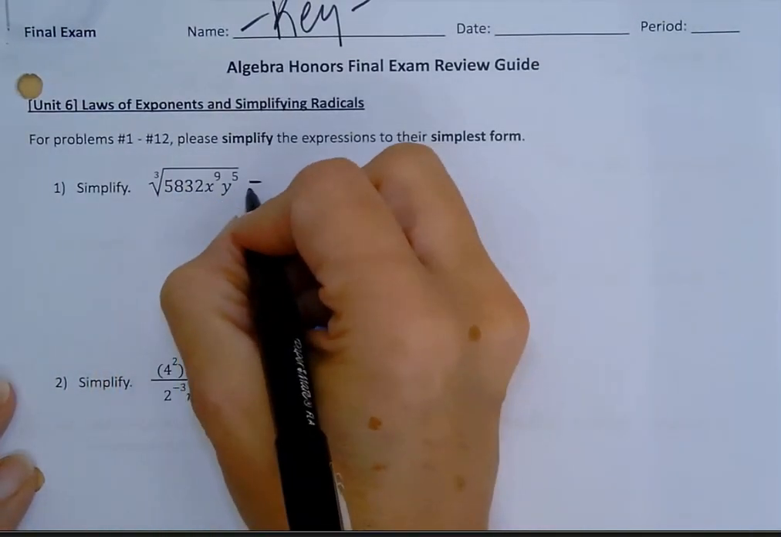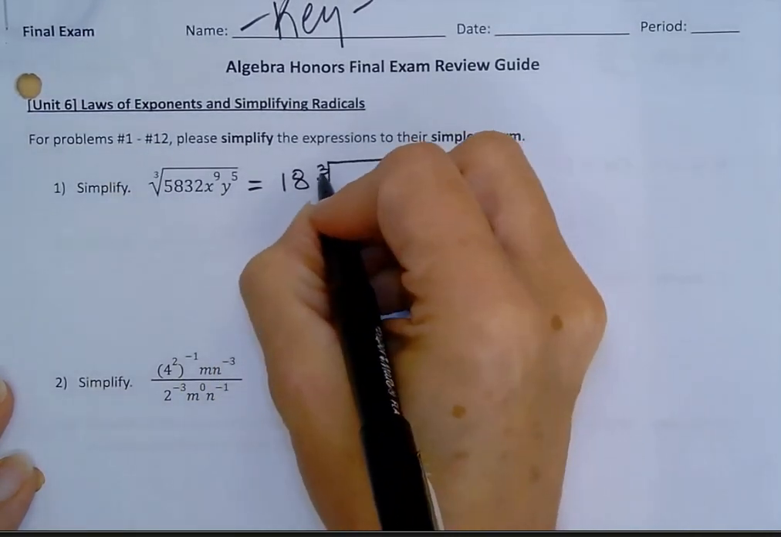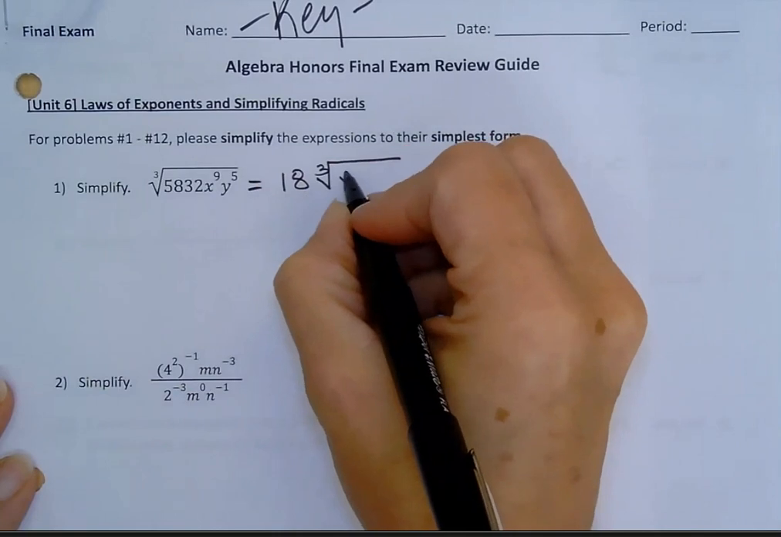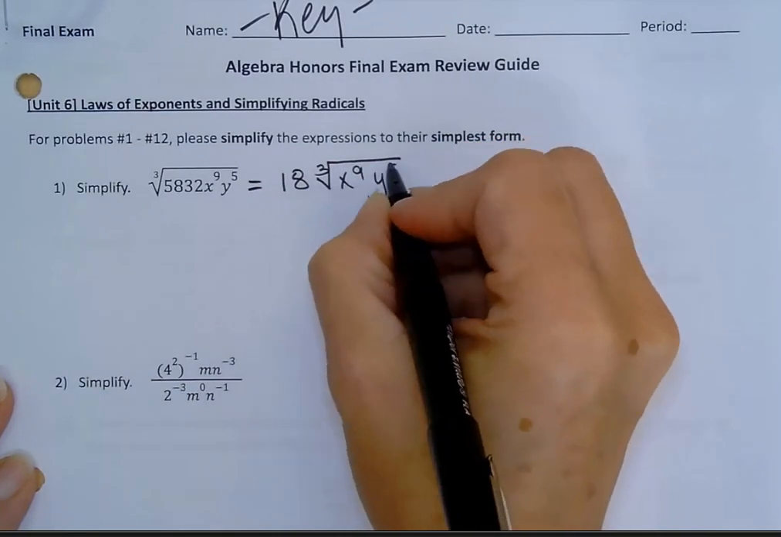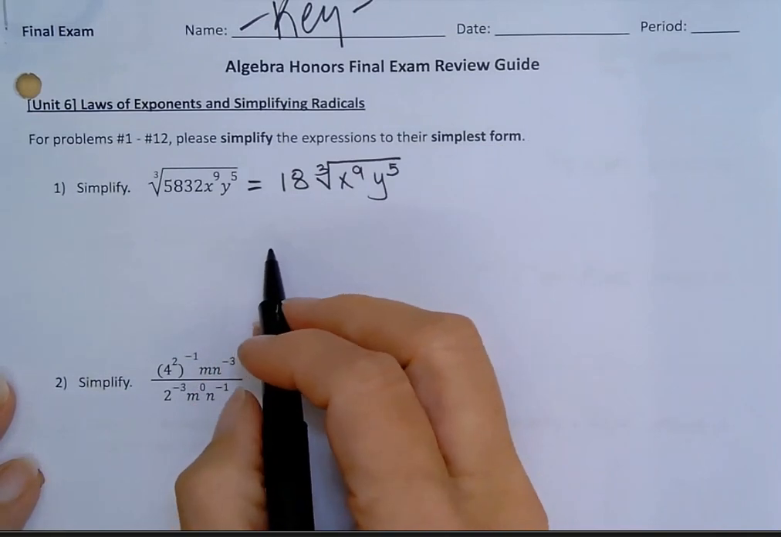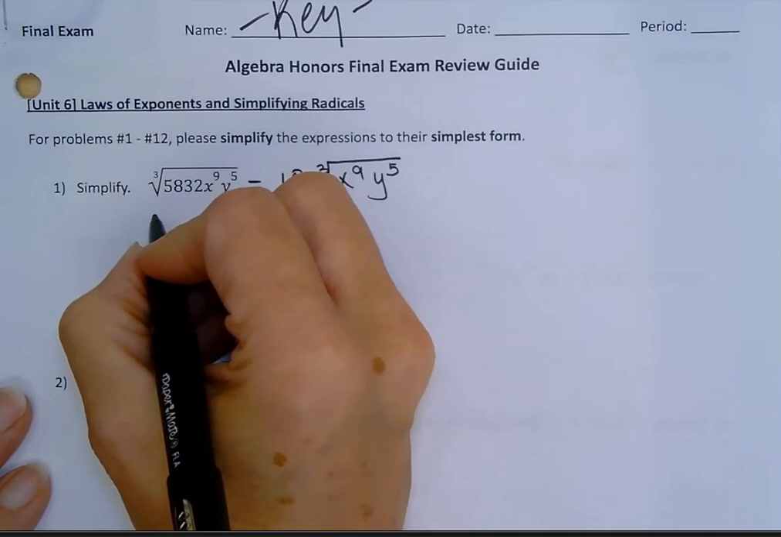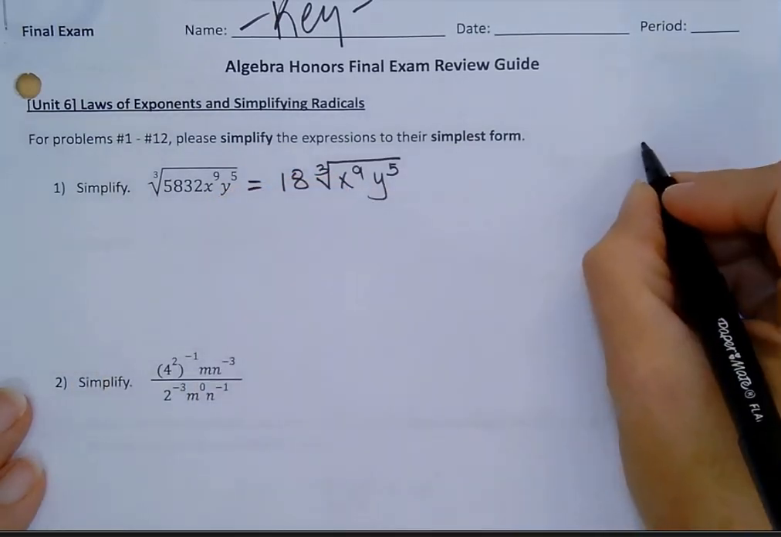I know then that this equals 18 times the cube root of what I have left, which is my variables, x to the 9th, y to the 5th. Now, there are other ways that you could have done this. If you didn't have a calculator that showed you where the cube root was, you can break 5,832 down. You can just factor it.